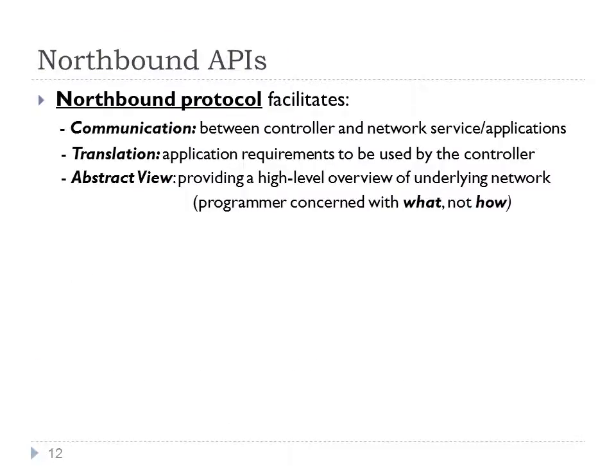The northbound API or northbound protocol facilitates communication between the controller and network services or applications. Again, it offers a translation of the application requirements which are to be used by the controller. And the requirements are communicated to the controller in a very abstract way. So it only provides a high level overview of the underlying network. And the programmer is mainly concerned with what to do or what policy to implement without necessarily being concerned about how it's going to be implemented, because conflict resolution is the job of the controller.